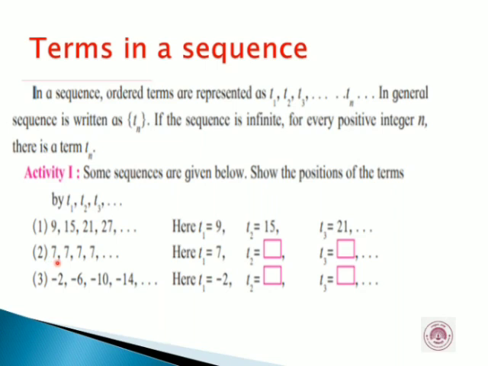Second example: 7, 7, 7, 7, etc. All the terms are equal. So here T1 is equal to 7 and what is T2? 7 only. T3 is also equal to 7. The next sequence is minus 2, minus 6, minus 10, minus 14, etc. Here T1 is equal to minus 2, that is the first term. Second term T2 is equal to minus 6 and third term is minus 10.